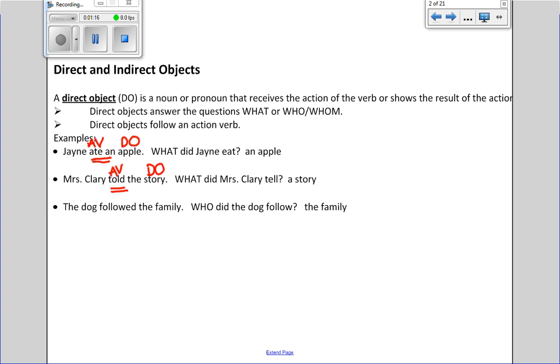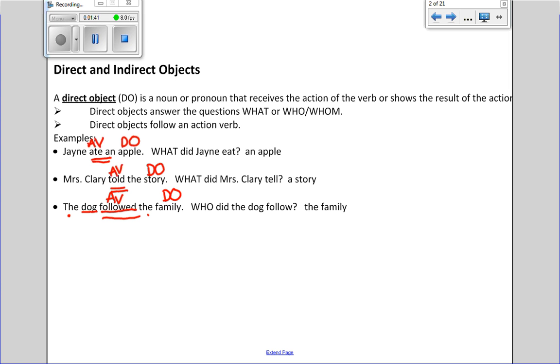Finally, we have the last sentence, the dog followed the family. So we have the dog as the subject, and followed, is it an action verb? Yes, it is. So now we can look for a direct object. The dog followed who? The dog followed the family. So the family is our direct object.